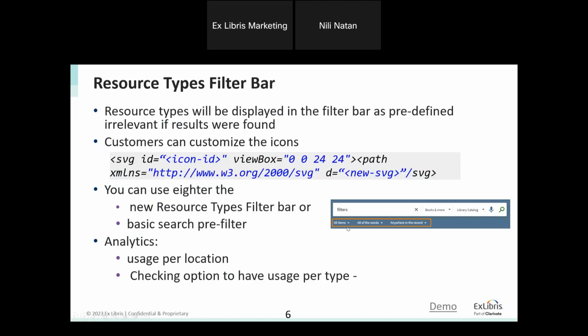Question is, the new resource type filter bar has to be enabled, correct? Is it not turned on by default? No, it's not turned on by default. You need to go ahead and choose to have it and enable that.